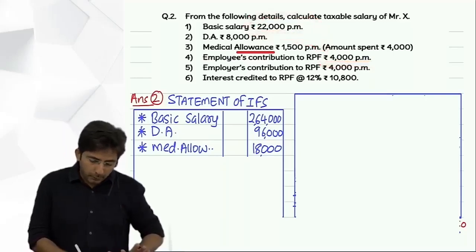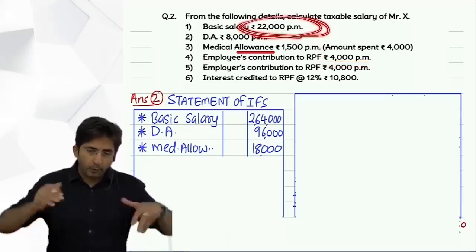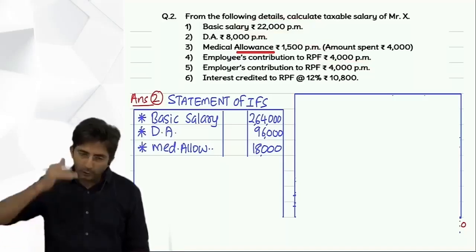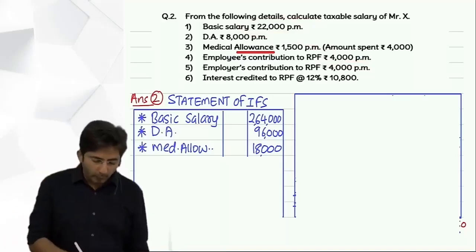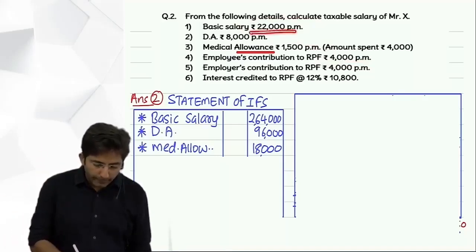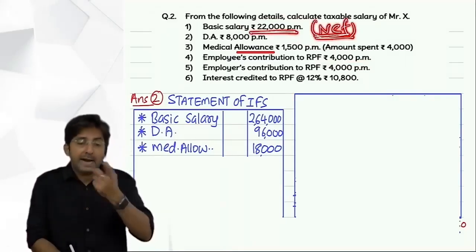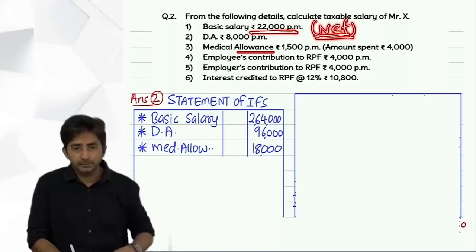But this 22,000 is before deducting, it is the gross amount. Okay. And whenever the problem is silent, you have to assume it is gross only. Tell me, what if this was written like this? 22,000 net. Then we would have added that employee's contribution and made it gross.